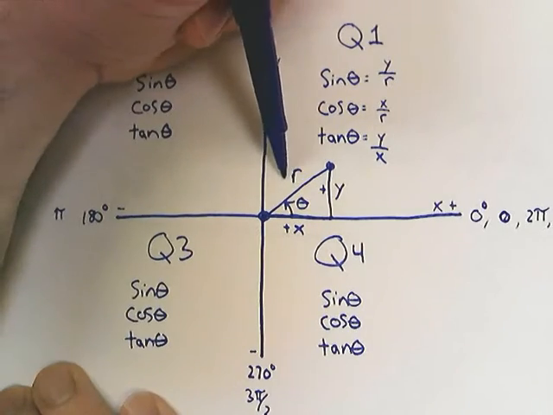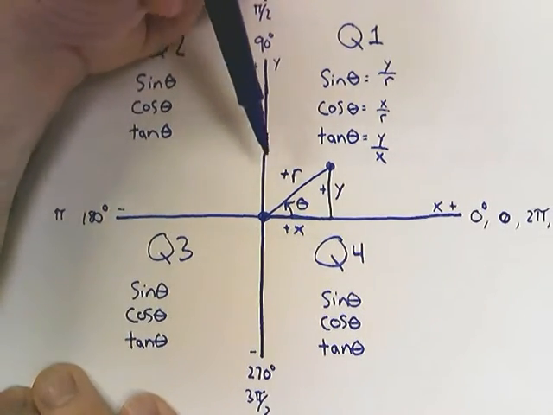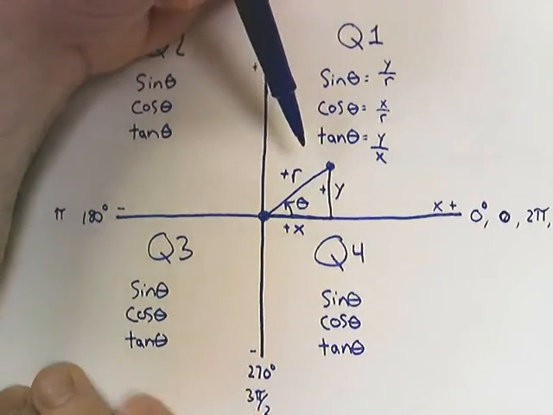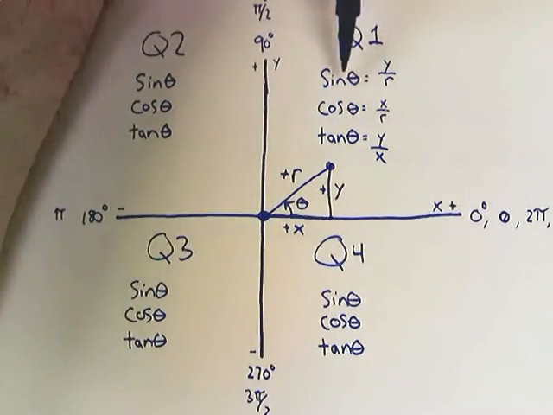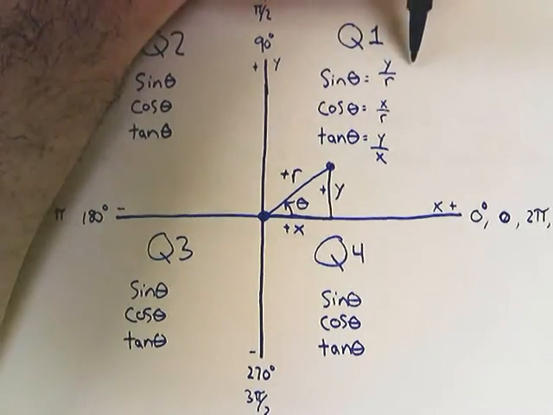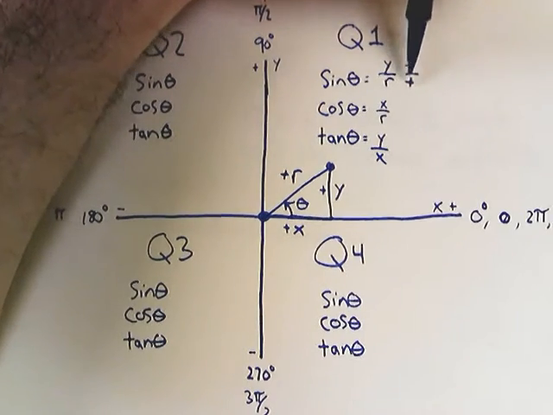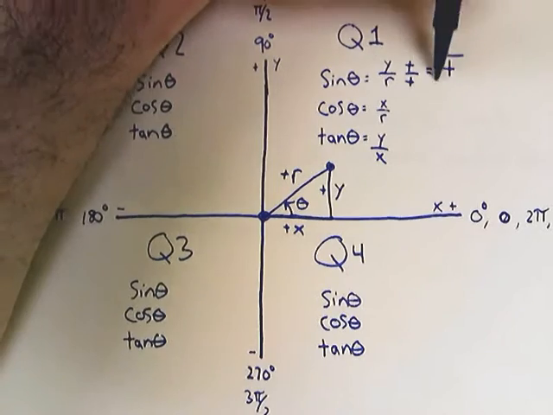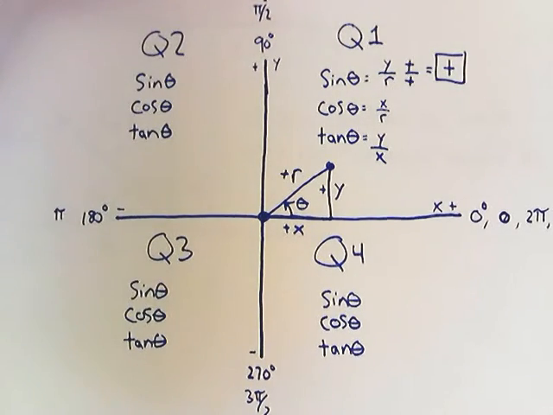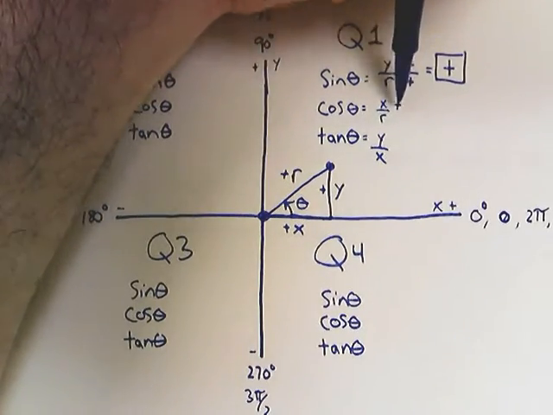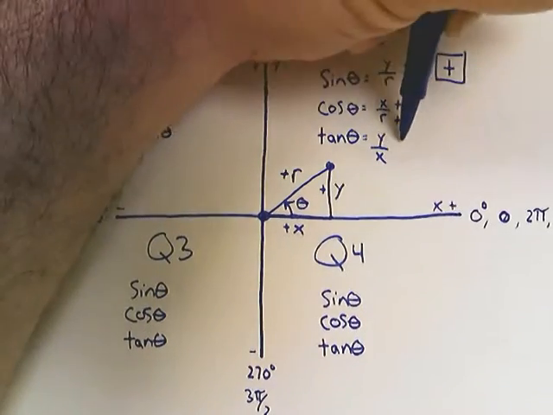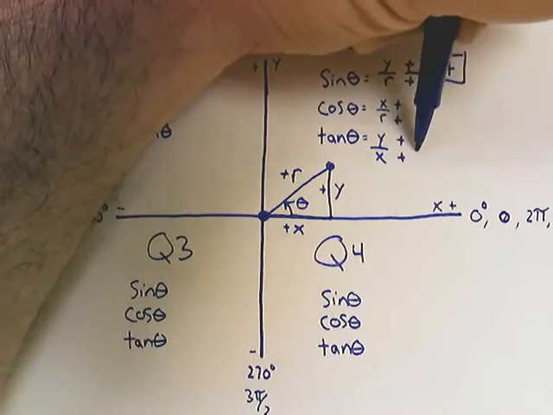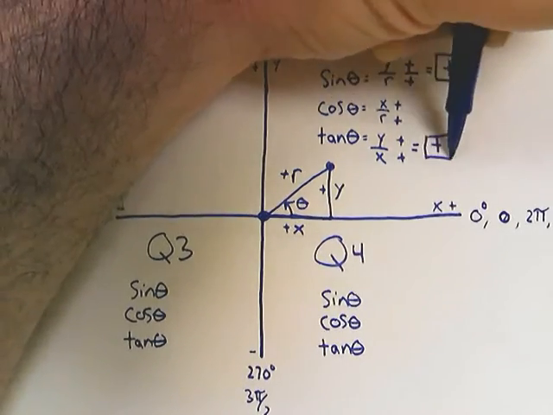So by default, the r value will always be positive. If I put these ideas together with my sine, cosine, and tangent ratios, I see that sine must be a positive divided by a positive. And that just tells me that if I did the sine of 50 degrees, I expect to get a positive answer. Same thing with cosine and tangent. All of these ratios will result in positive values.